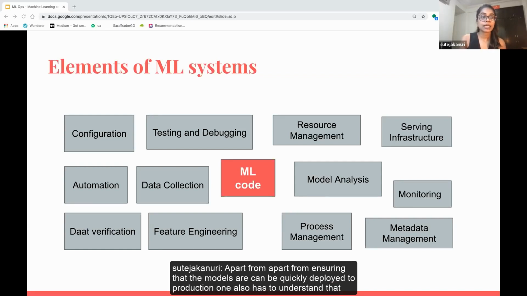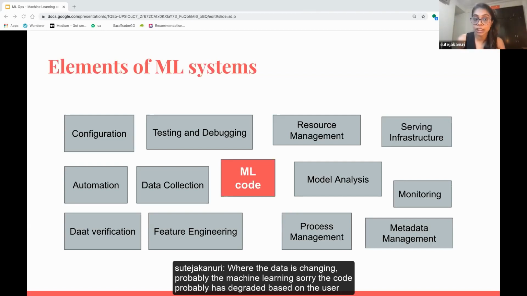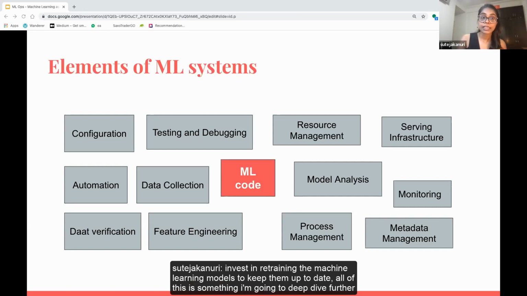Apart from ensuring that the models can be quickly deployed to production, one also has to understand that a machine learning team spends a lot of time on technical debt as well, where the data is changing. Probably the code has degraded based on user behavior and demographic behavior. So what do we do when certain behaviors have changed? The machine learning team invests in retraining the machine learning models to keep them up to date.